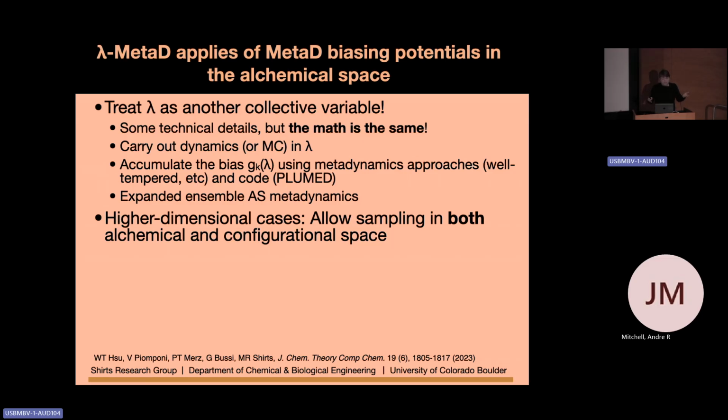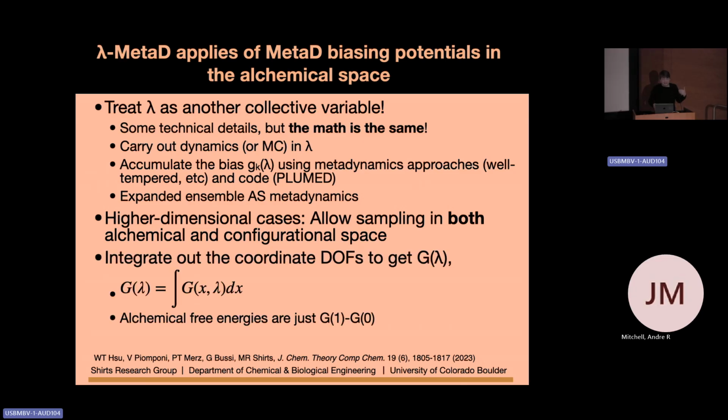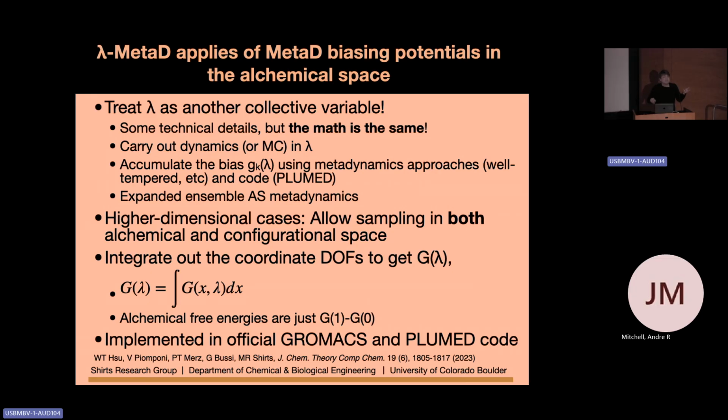Great, we can do that, but the important thing is the higher dimensional cases allow you to sample both alchemical and configurational space at the same time. Then you integrate out the coordinate degrees of freedom to get the free energy, and the alchemical free energies are just G(lambda=1) minus G(lambda=0). This is implemented in the official GROMACS and PLUMED code. It needed about 30 lines of code, and that was it, because the theories were already so similar.